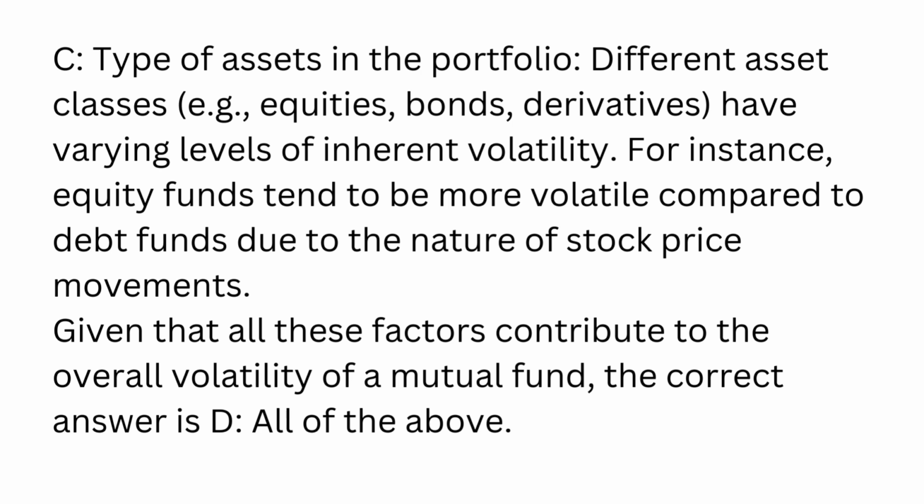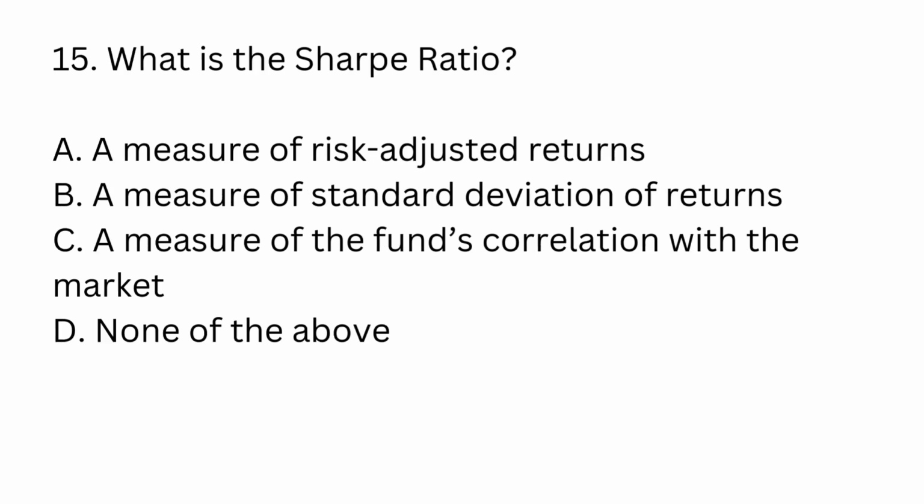C. Type of assets in the portfolio. Different asset classes, for example, equities, bonds, derivatives, have varying levels of inherent volatility. For instance, equity funds tend to be more volatile compared to debt funds due to the nature of stock price movements. Given that all these factors contribute to the overall volatility of a mutual fund, the correct answer is D. All of the above.